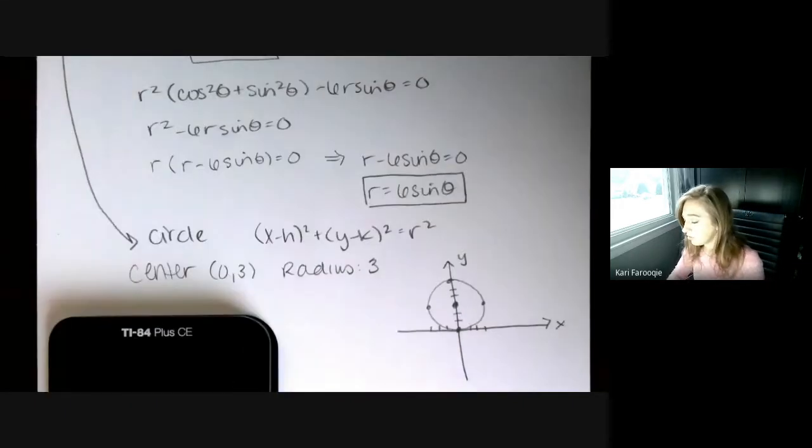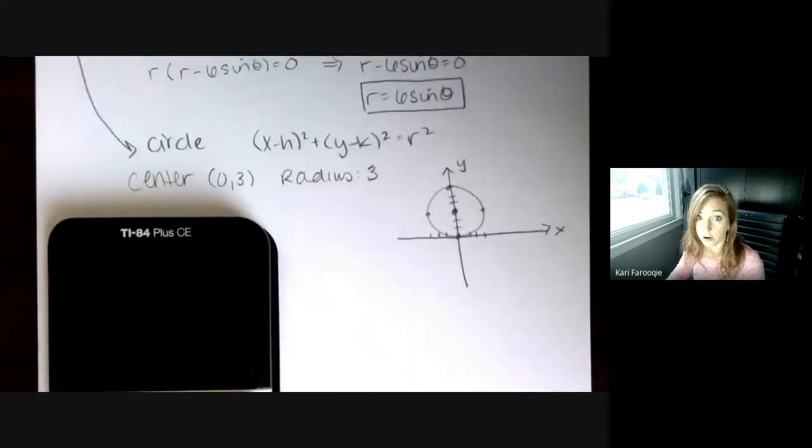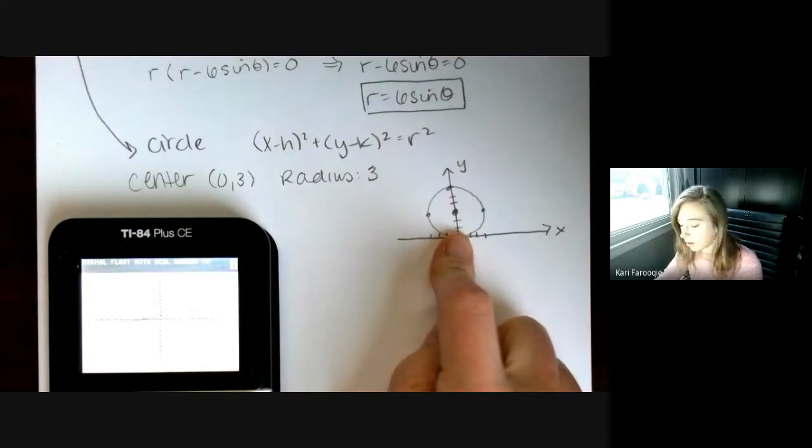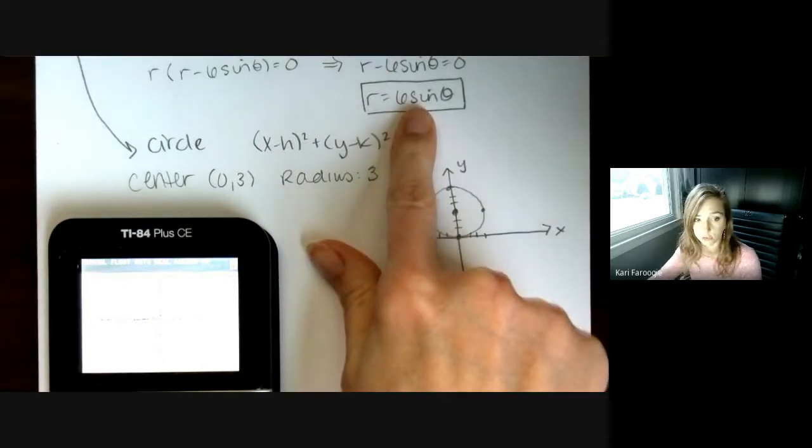So we know what the circle is supposed to look like based on what we know about algebra. But now if we go to our r equals menu, we can see that we're going to be able to generate this exact same graph by using the equation r equals 6 sine theta.